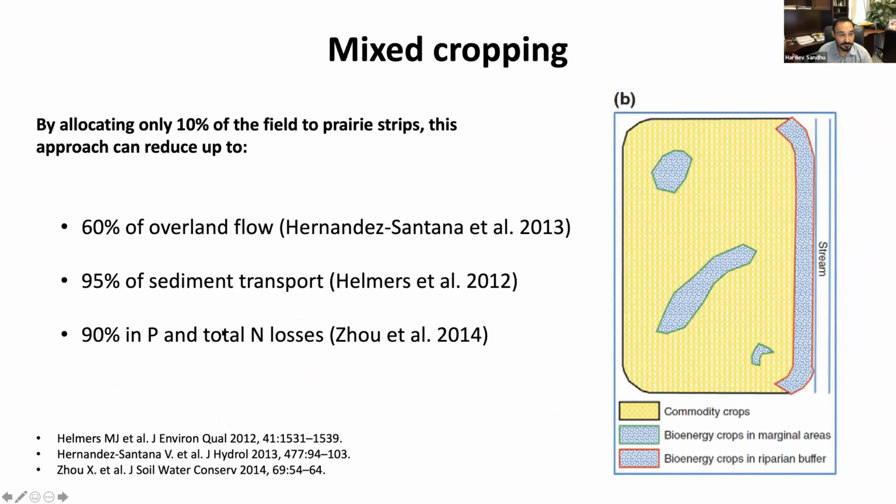So there are a few examples where they tried mixed cropping, and by allocating only 10% of the field to prairie strips, this approach reduced 60% of overland flow, 95% of sediment transport, and 90% in phosphorus and total nitrogen losses. So there are studies being conducted already which show that using these bioenergy crops in marginal areas can help in improving the water quality.